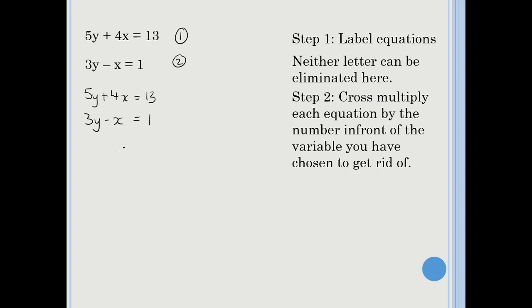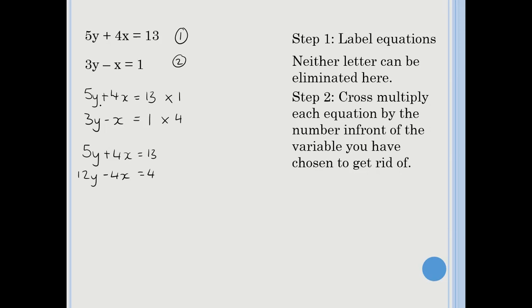Now, how do I do that? Well, we've said in the step we're going to cross multiply by the number in front of the variable. So I'm going to multiply equation 1 by 1 because there would be a 1 in front of that negative x. And I'm going to multiply equation 2 by 4 because there's a 4 in front of the x in equation 1. So if we do that quickly, we get 5y plus 4x equals 13, and we get 12y subtract 4x equals 4.